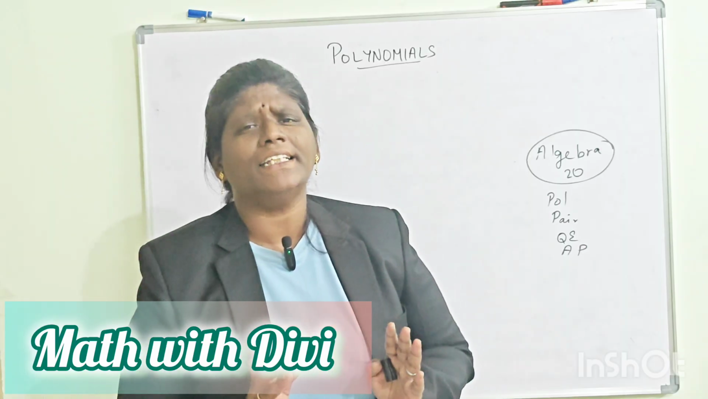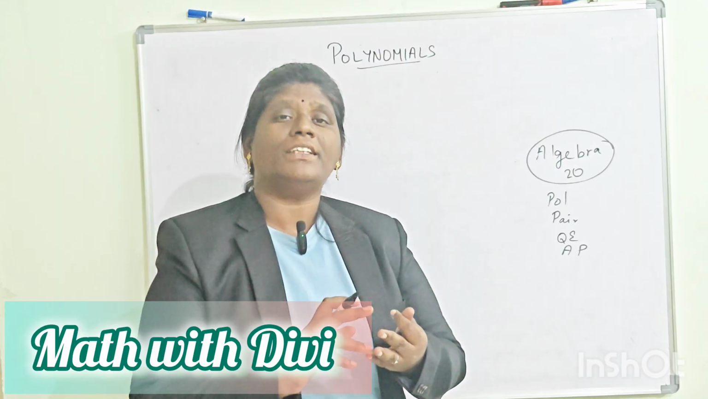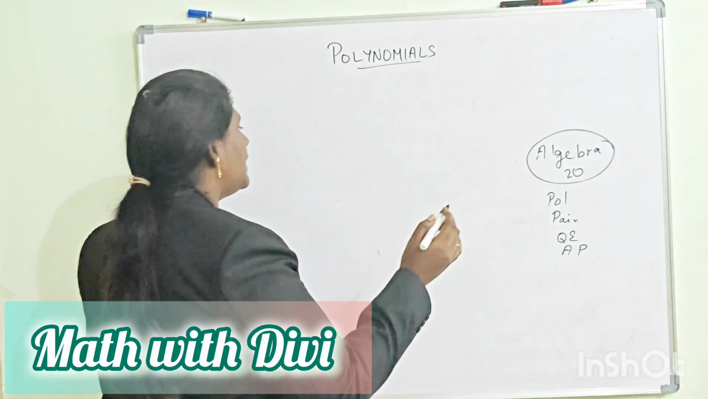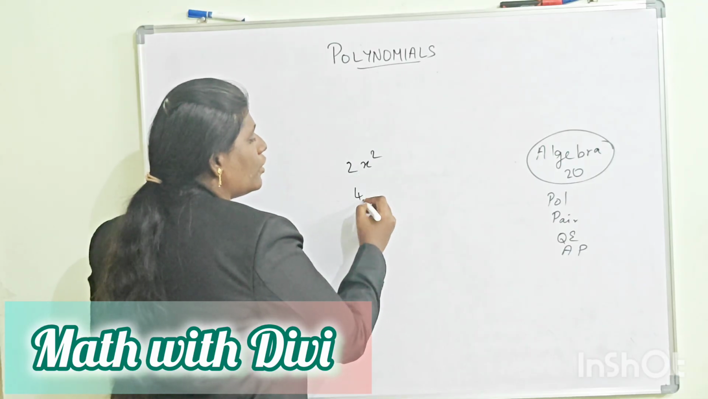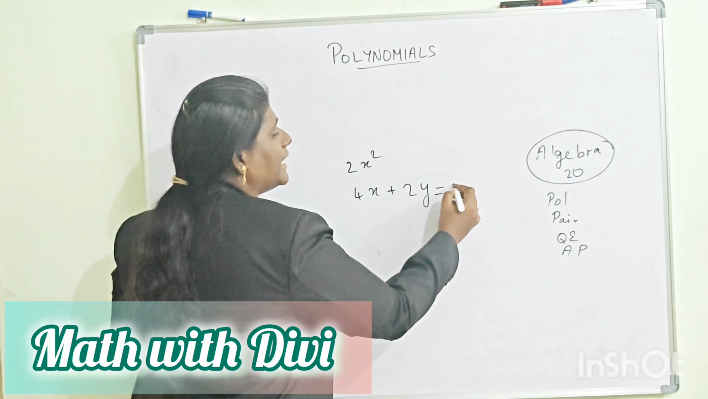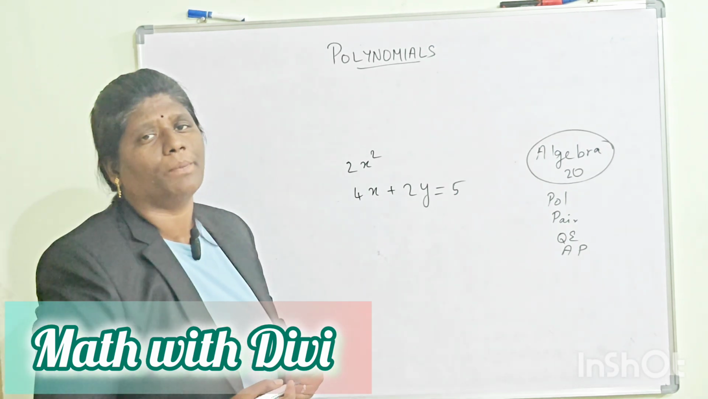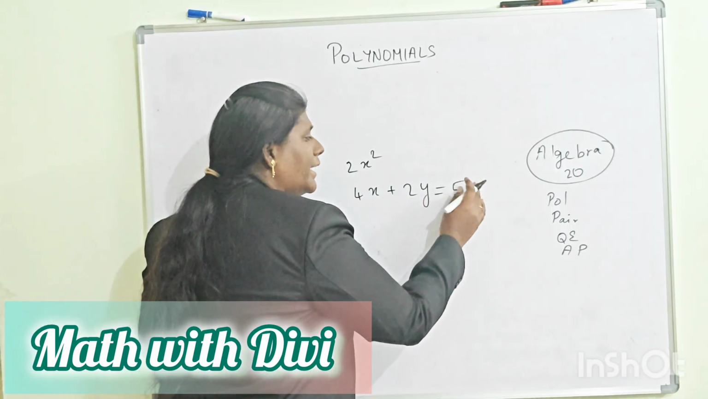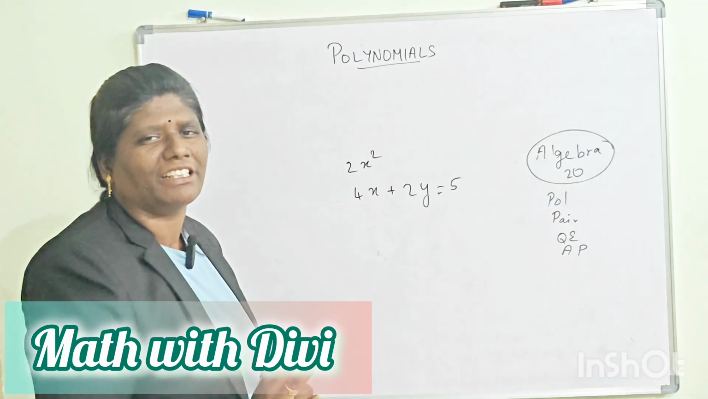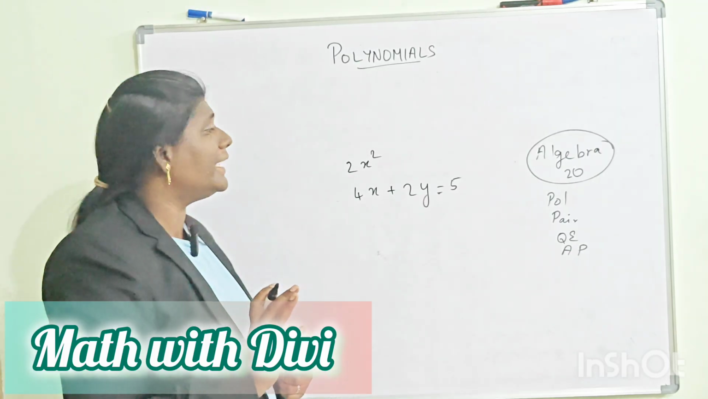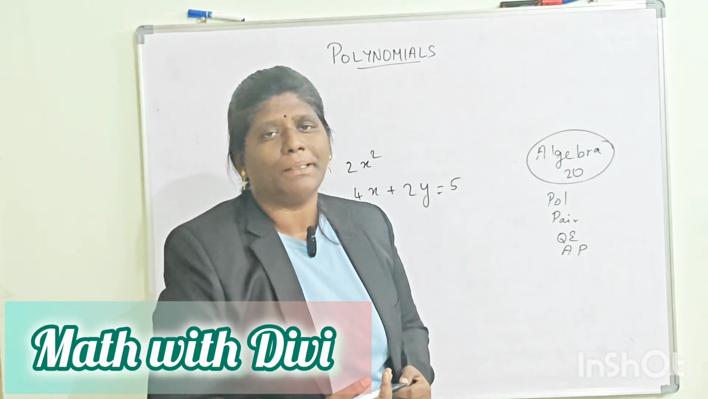Polynomial is nothing but a combination of coefficients and variables with arithmetic symbols. For example, you can write 2x square, 4x plus 2y is equal to 5. Like that, you can write any expression. If there is no equal sign, it is called a polynomial. If there is an equal sign, it is called an equation. That is the only difference. Understand? Yes. Now let us see what varieties and types there are in polynomials.